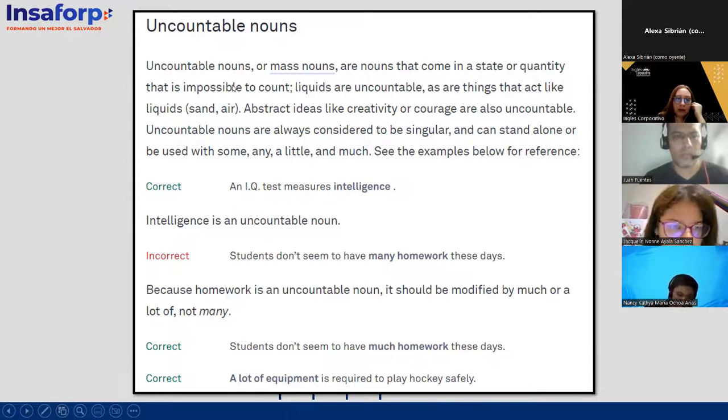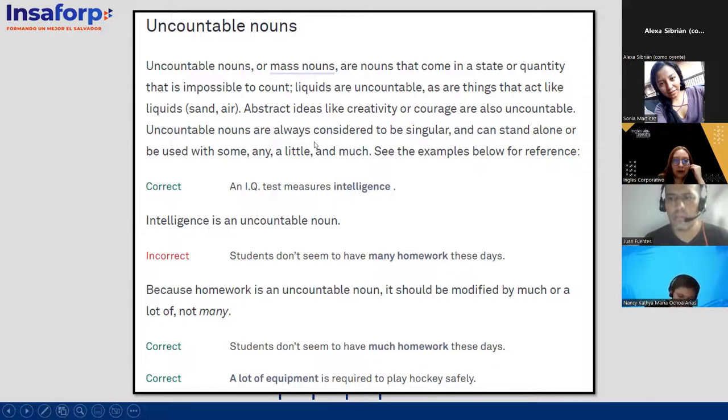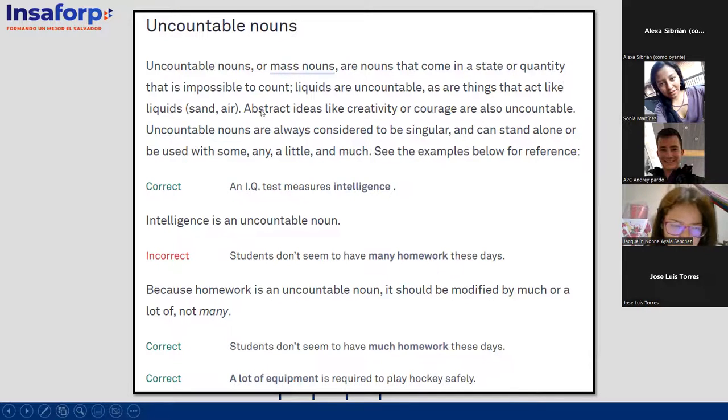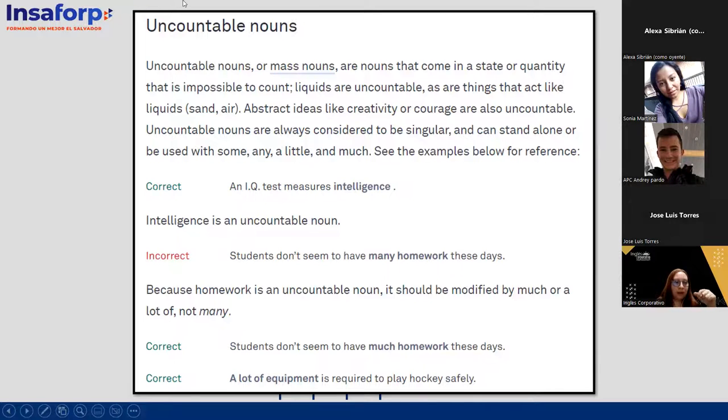Primera persona lee el inicio de este párrafo, segunda persona la parte final, tercera persona estos ejemplos y la cuarta persona estos ejemplos. Ocupo 4 manitas, veamos. Alexa me ayuda con la parte inicial, uncountable, hasta donde dice air, hasta acá. Sonia Martínez me ayuda de abstract ideas hasta el final. Luego André Pardo me ayuda con este ejemplo, correct, esto y incorrect. Y luego José Luis Torres me ayuda con estos últimos de acá. Okay? All right, let's begin, Alexa.